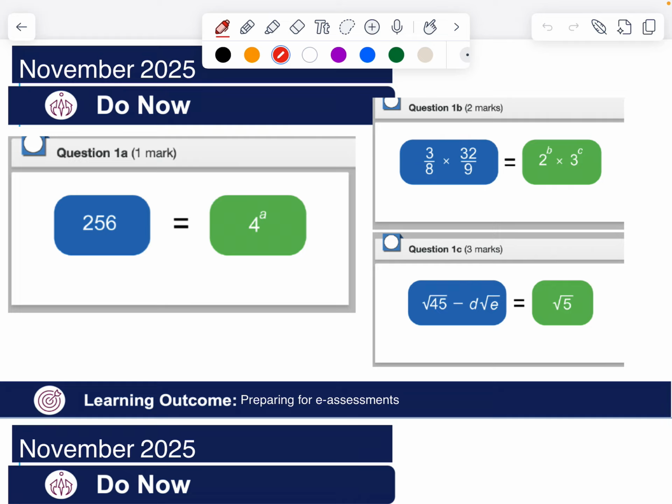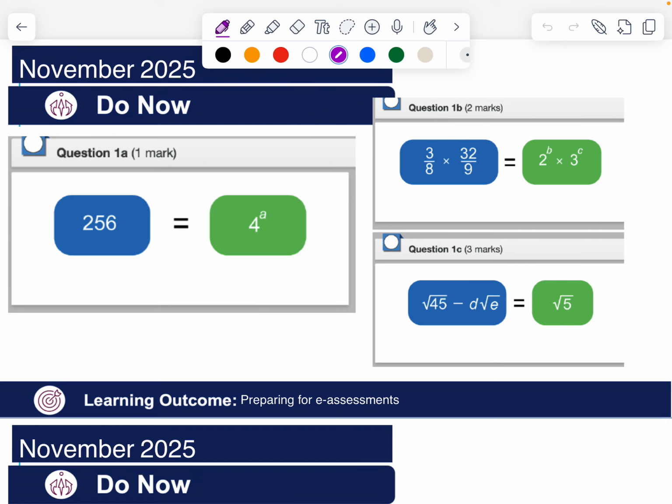So this is the do now for today. It's taken from a past paper. You probably think this is quite familiar, but you haven't seen this question before, especially if you've only done what I've given you. So have a little pause and then we'll give it a go.